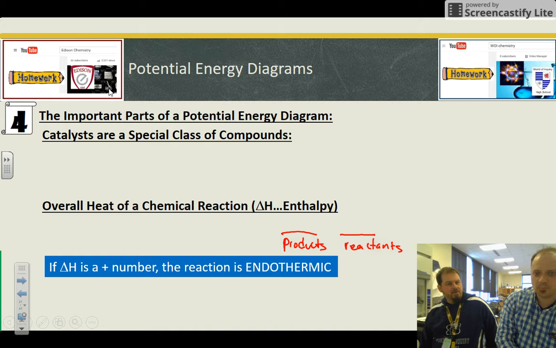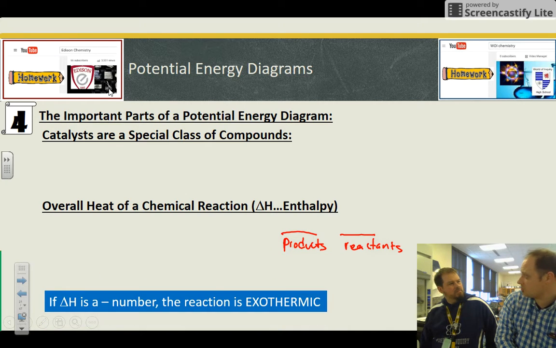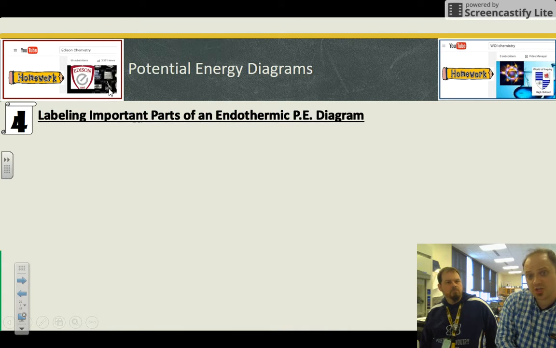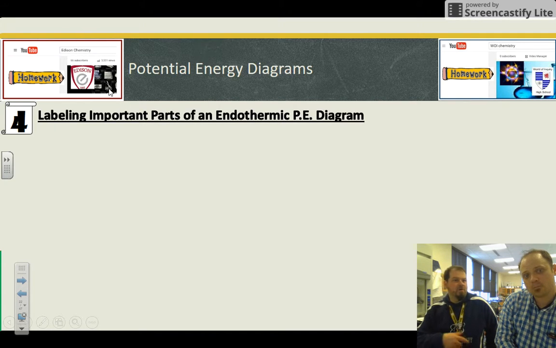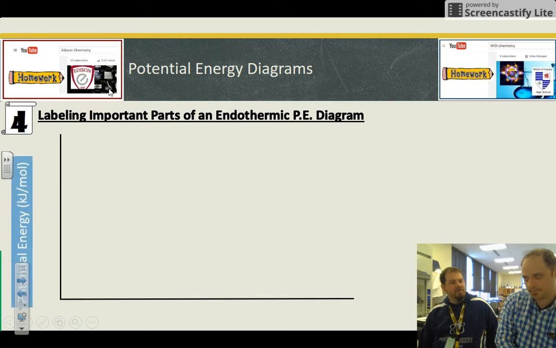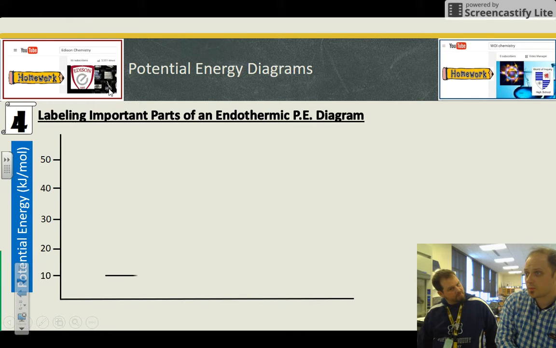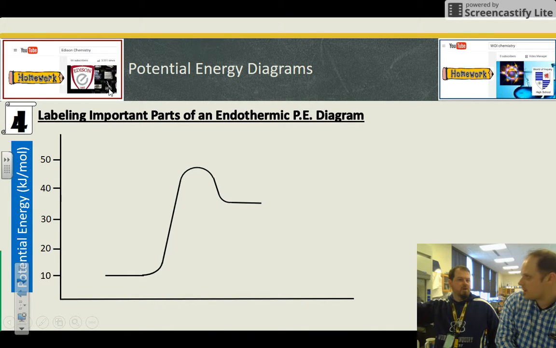Positive number, endo. Negative number, exo. Which matches what you'll see on Table I in the reference pack. You will at some point have to draw one of these from scratch. I would advise you do something very similar to what you're seeing right here. Draw your axes and then literally start low, go high.